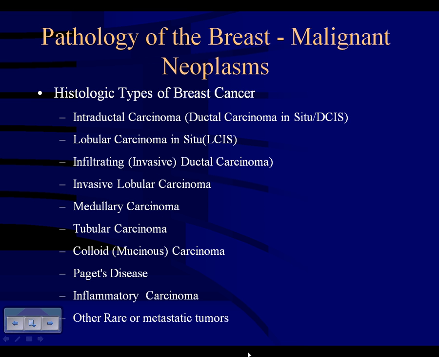Now, the other varieties listed here, medullary, tubular, colloid or mucinous, which you also saw in the GI tract, Paget's, and inflammatory carcinoma, are actually all varieties of ductal cancers, to be honest. They have unique features that we see on both histology and cytology that you need to be aware of. Certain ones have better prognosis and certain ones have worse prognosis. For instance, tubular carcinoma has a better prognosis. Inflammatory carcinoma has a very bad prognosis.